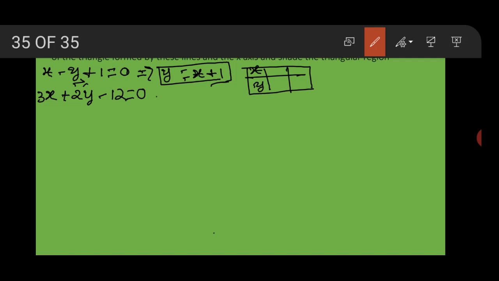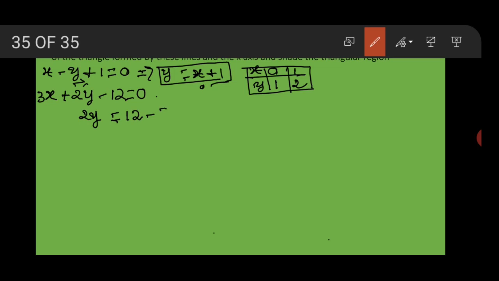Now using this equation, prepare the value table. Give one value to x. Say if x is equal to 0, what is the value of y? y is equal to 0 plus 1, which is 1. Now give one more value, x is equal to 1. What happens? y is equal to 1 plus 1. It becomes 2. Right?